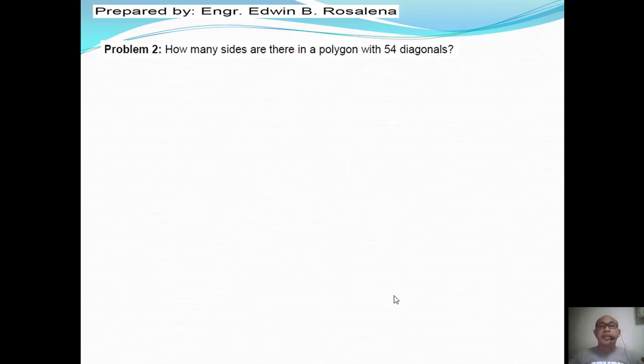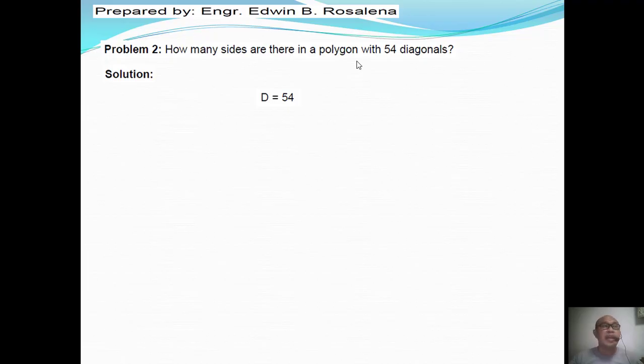Number 2. How many sides are there in a polygon with 54 diagonals? If there are 54 diagonals, then how many sides are there? Okay. So, solution, we can make use of the formula for the diagonal.